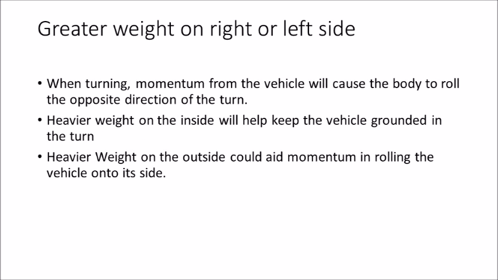Now we're going to talk about greater weight on the right or left side. When turning, momentum from the vehicle will cause the body to roll the opposite direction of the turn. The heavier weight on the inside will help keep the vehicle grounded in the turn. If the heavier weight is on the outside, this could aid the momentum in rolling the vehicle onto its side.